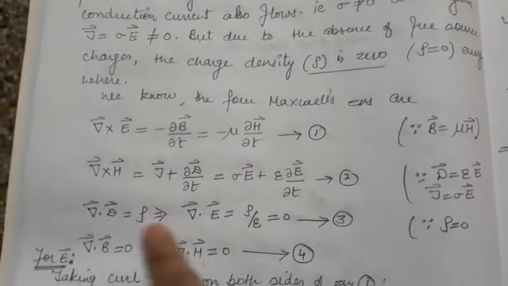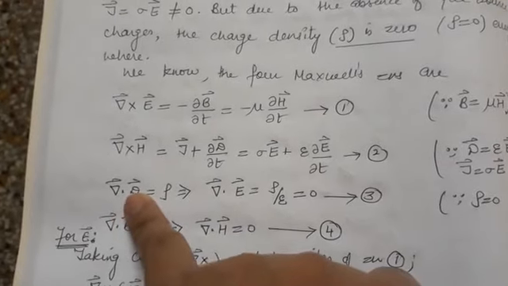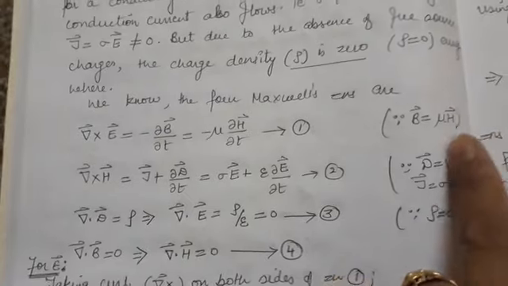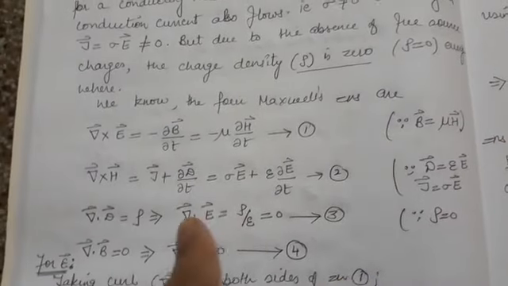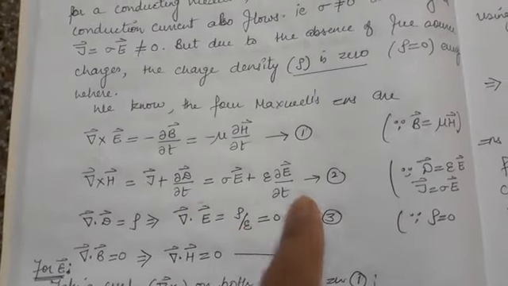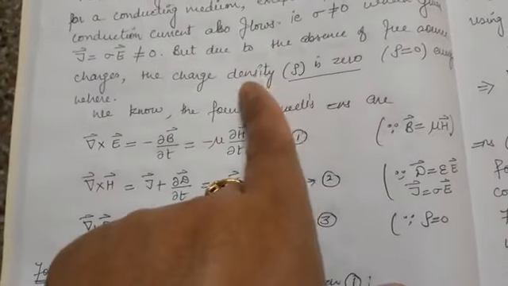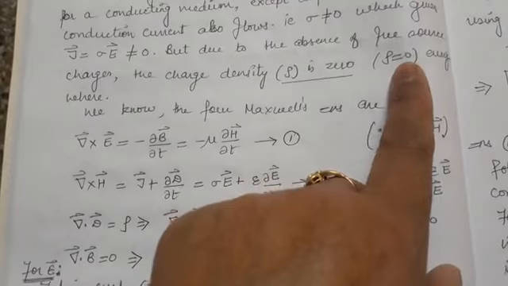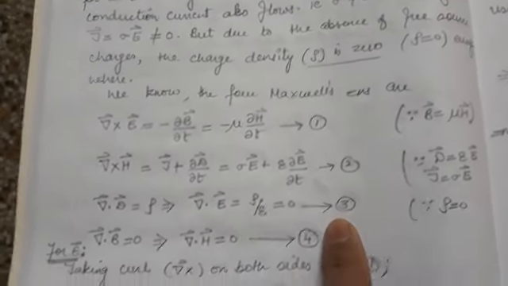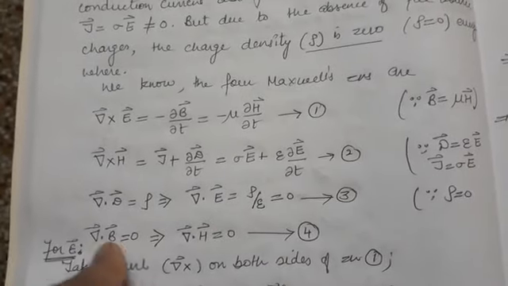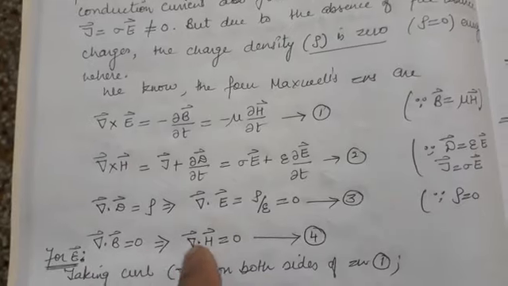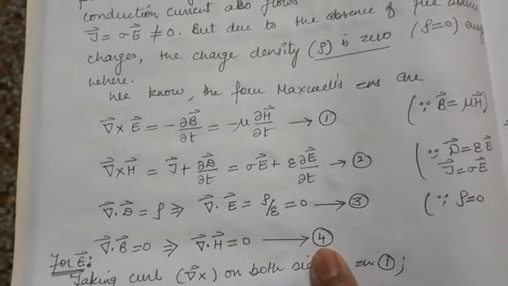Similarly, the third equation is del dot D equal to rho. Here you can use the value of D equal to epsilon into E. Simplifying, I'll get del dot E equal to rho over epsilon. But for a conducting medium, since there is no free charge density, rho is equal to 0, so you can directly take the right hand side as 0. I'll get equation number 3. The fourth equation of Maxwell is direct, that isolated magnetic poles do not exist, for which I'll get del dot H equal to 0 as equation number 4.